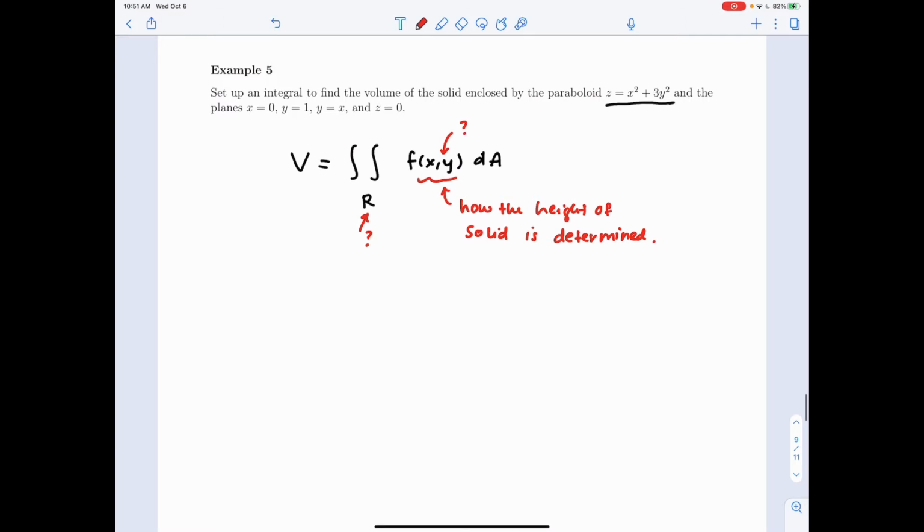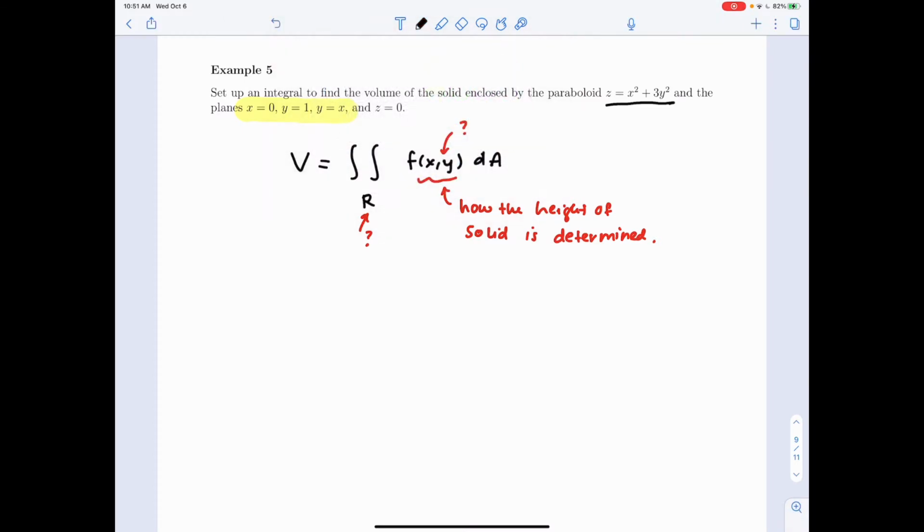So let's get started. To get our region of integration, we want to know how things are restricted in the xy plane. And so while there's a lot of different functions going on here, we've got some planes, we've got a paraboloid, we're just going to cut down our focus to only those equations that involve x and y. And we're going to worry about z later.